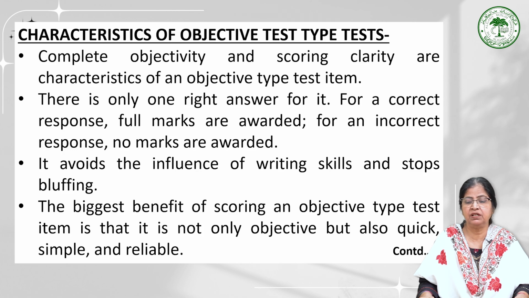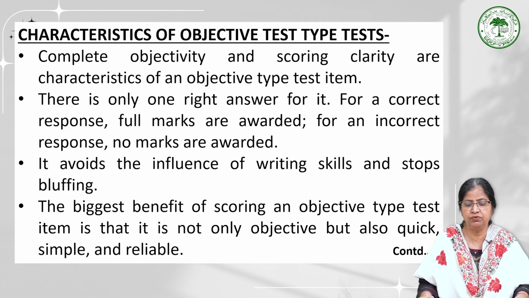Complete objectivity and scoring clarity are characteristics of objective type test items. Objectivity, I told you that the answer is similar for all. There is only one right answer for it. For a correct response, full marks are awarded. For an incorrect response, no marks are awarded. This is the pattern: if the answer is correct, full marks are awarded; if the answer is wrong, no marks are awarded.